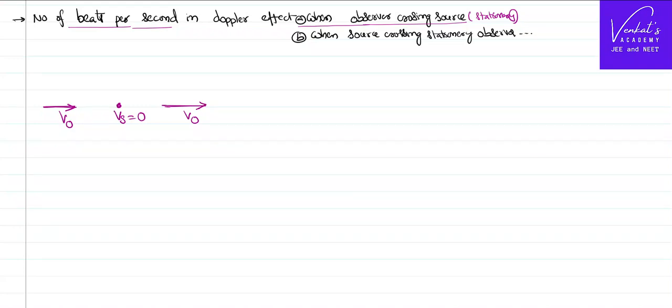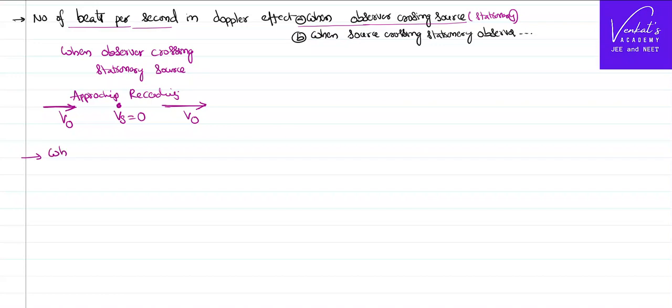So you are talking about a case when an observer is crossing a stationary source. There are two things happening here. He is approaching in the first case and he is receding in the other case. So when the observer is approaching, that is the case you're talking about, this part, we can write an equation.